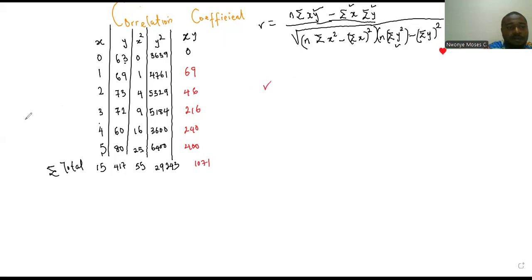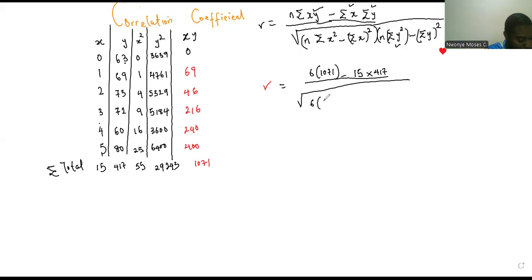So our R basically will now become: what's the total number? The number here is 1, 2, 3, 4, 5, 6. So we have 6. Summation of XY, which we have here, 1071, minus summation of X, we have it over here, 15, multiplied by summation of Y, 417, and you take the square root of what you have.